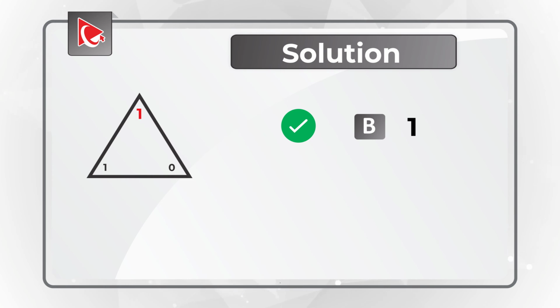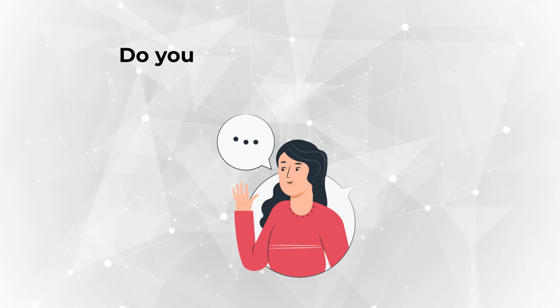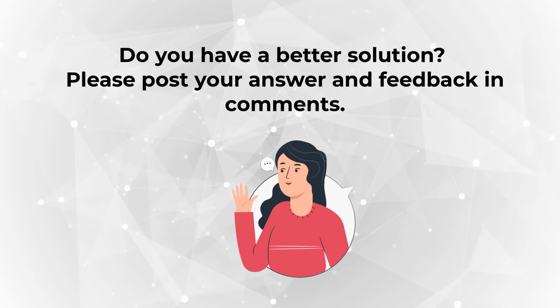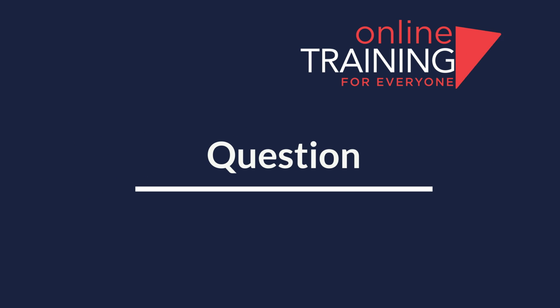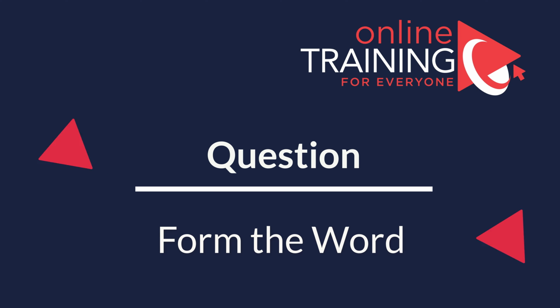Keep in mind that sometimes in these types of problems, triangles are colored, and the only reason this is done is to confuse you, to make you look for the patterns inside the triangles themselves. I truly hope that you've nailed this question on your own or learned how to answer similar problems on the test. Very frequently, you might get tested on how quickly you can form words using letters of the English alphabet.